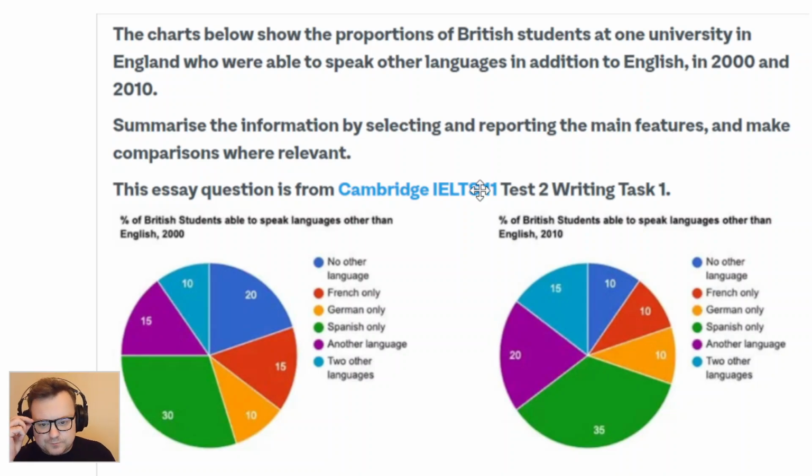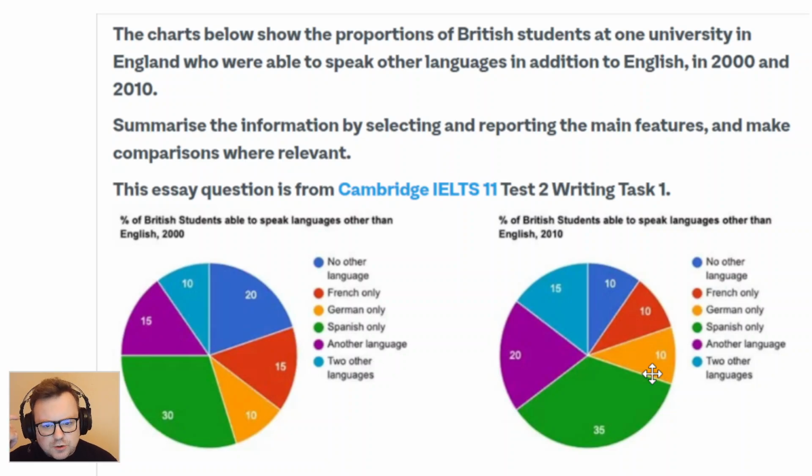Okay, so the charts show the proportions of British students at one university in England who were able to speak other languages in addition to English in 2000 and 2010. So, two pie charts, two static pie charts. One of them shows the year 2000. One of them shows the year 2010. Immediately, I think both of these are in the past, and so, past simple is what we're going to use.